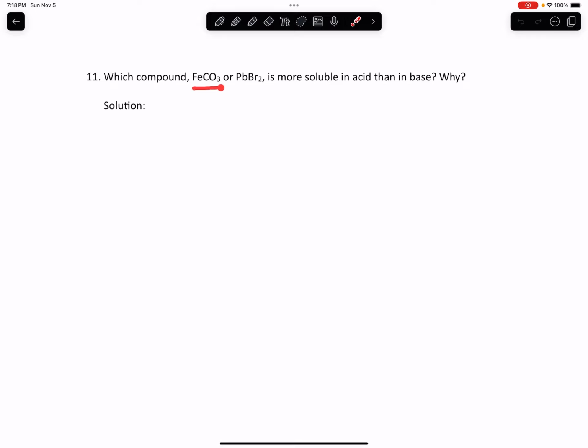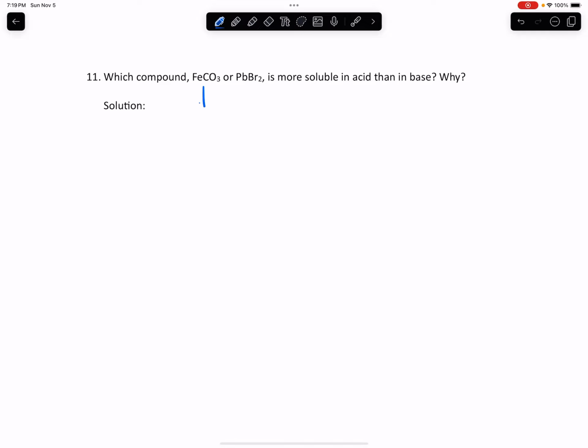We're given two compounds, FeCO3 and PbBr2, and the question is which one is more soluble in acid than in base. To understand how to solve this question, we need to understand which one of these compounds is going to react with acid, because the one that's going to react with acid is going to be more soluble in acid than in base.